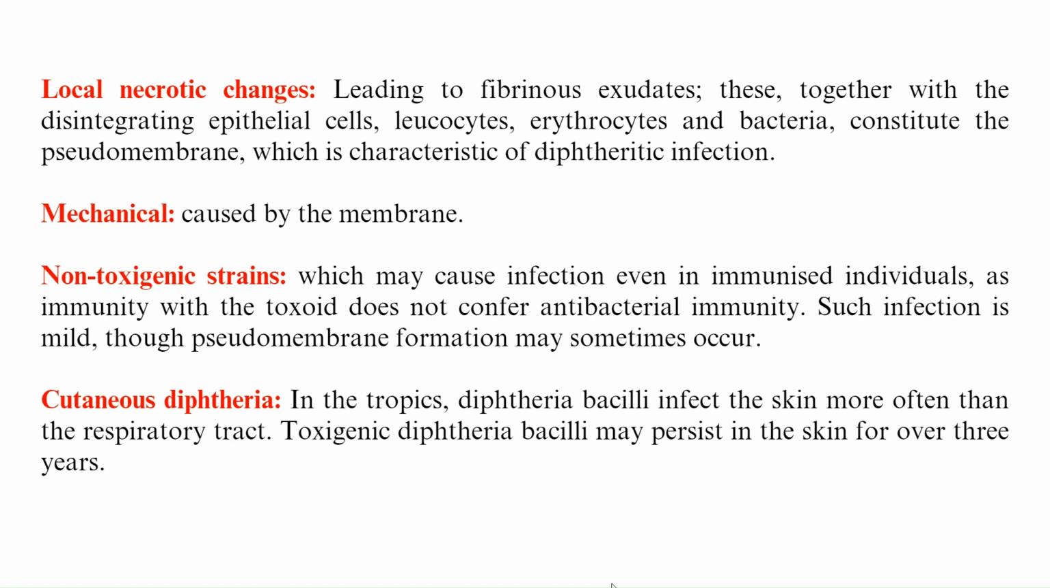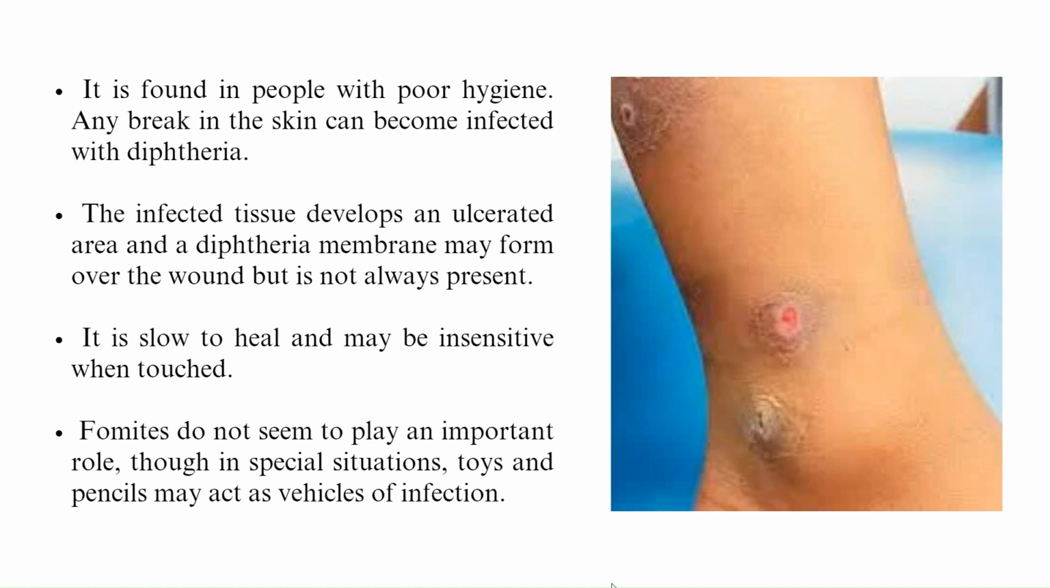Cutaneous diphtheria. In the tropics, diphtheria bacilli infect the skin more often than the respiratory tract. Toxigenic diphtheria bacilli may persist in the skin for over 3 years. It is found in people with poor hygiene. Any break in the skin can become infected with diphtheria. The infected tissue develops an ulcerated area and a diphtheria membrane may form over the wound, but is not always present. It is slow to heal and may be insensitive when touched.